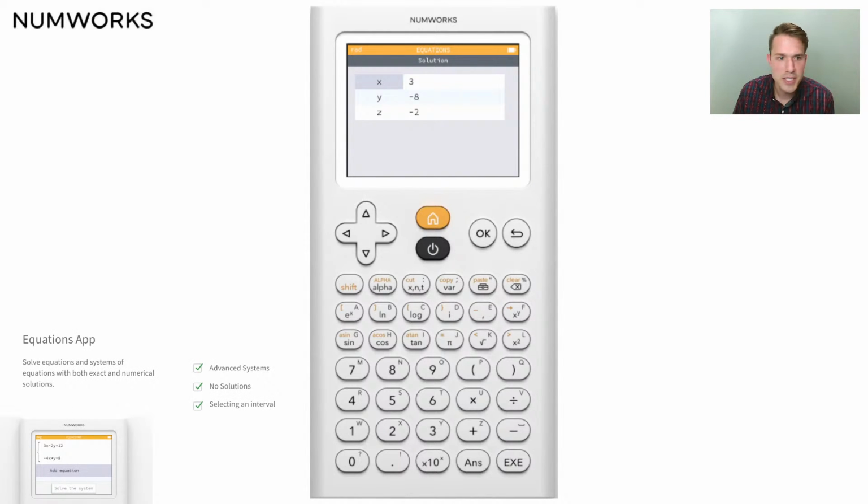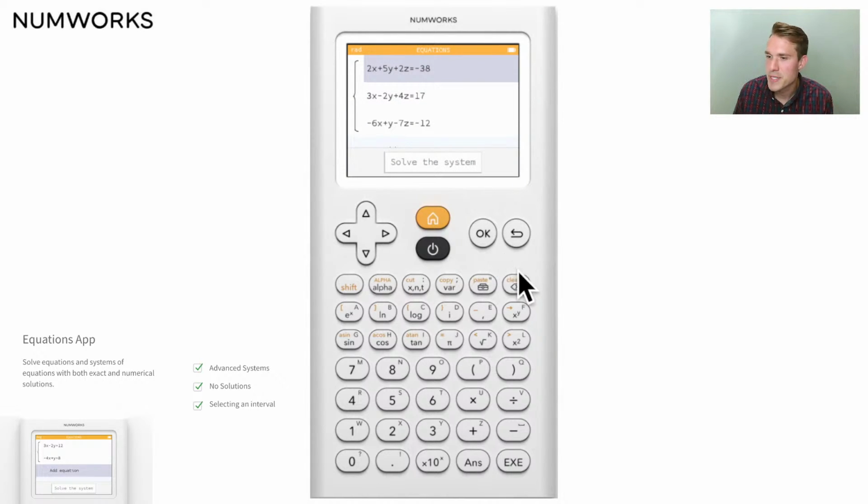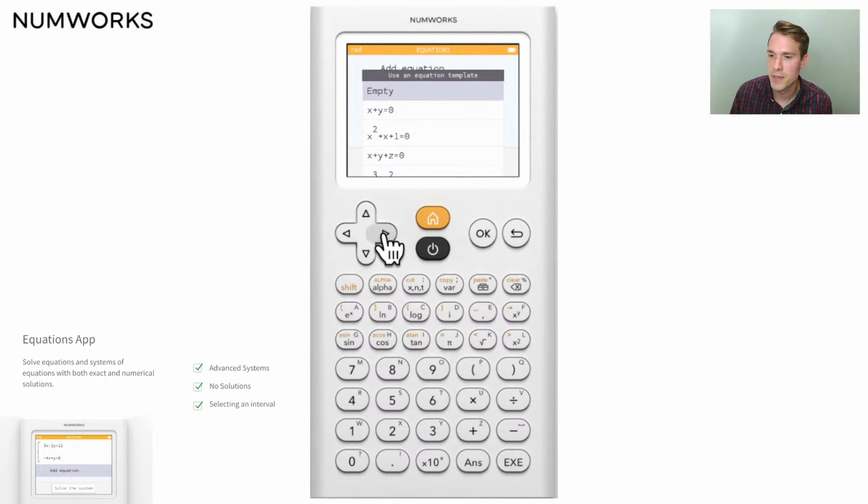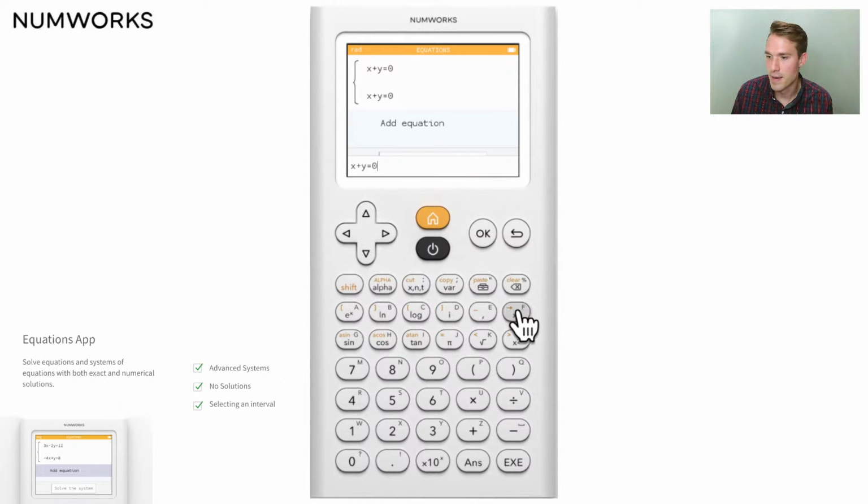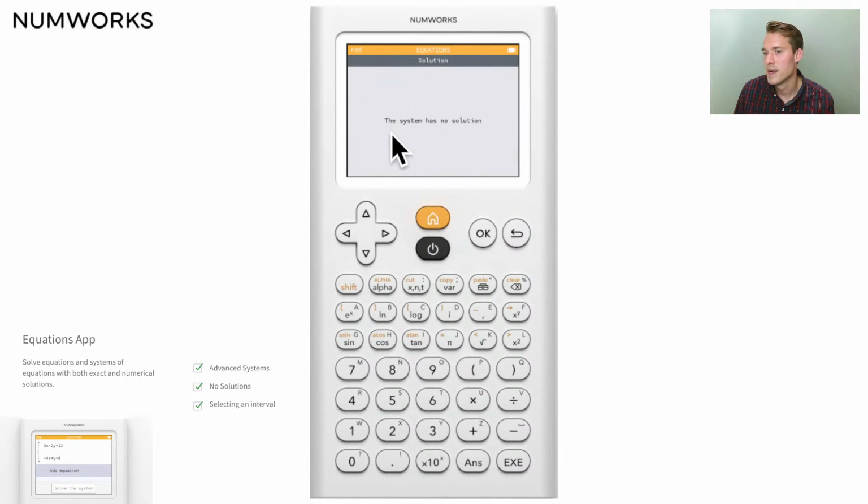Also, just within the Equations app, I do want to mention a couple things, like what happens if you have two parallel lines. What's the calculator going to do if you have two lines that just happen to be parallel? Well, we should have no solution since they never intersect. So let's say that we have x plus y equals 0 and x plus y equals 5. Those are two parallel lines. And yes, the system has no solution.